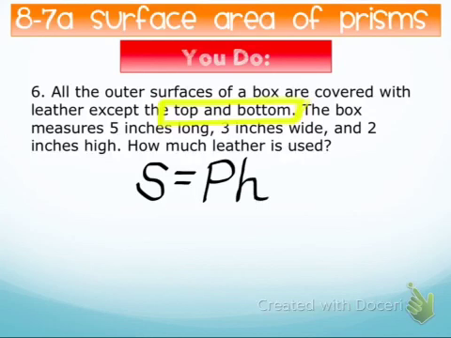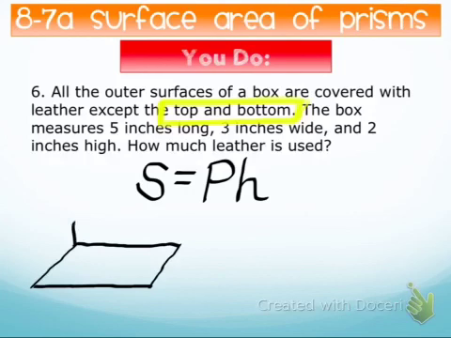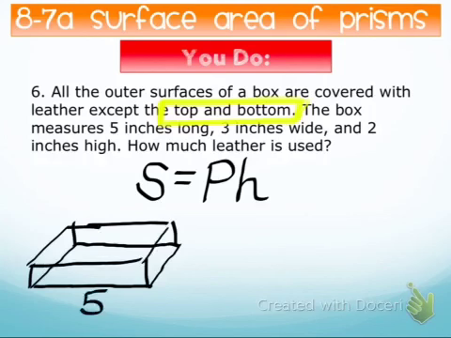And then your box measures 5 inches long, 3 inches wide, and 2 high. So we've got 5 inches long, 3 inches wide, and only 2 high. So 5, 3, 2. So you're going to find your perimeter of your base, and then you're going to multiply times your height. So good luck on that one, and have me check them, and when you're finished, you will be ready to move on.